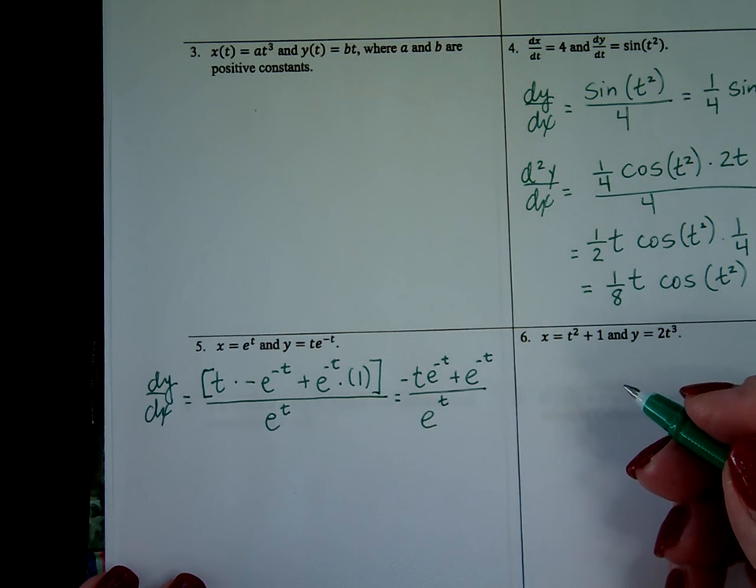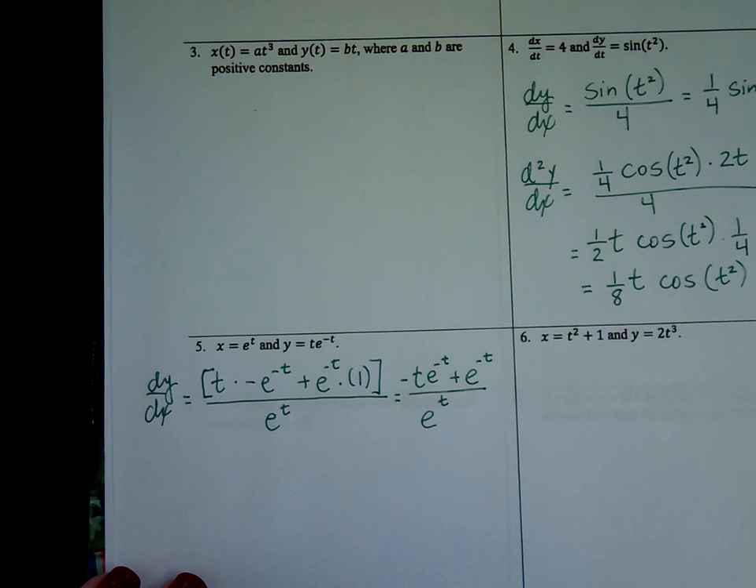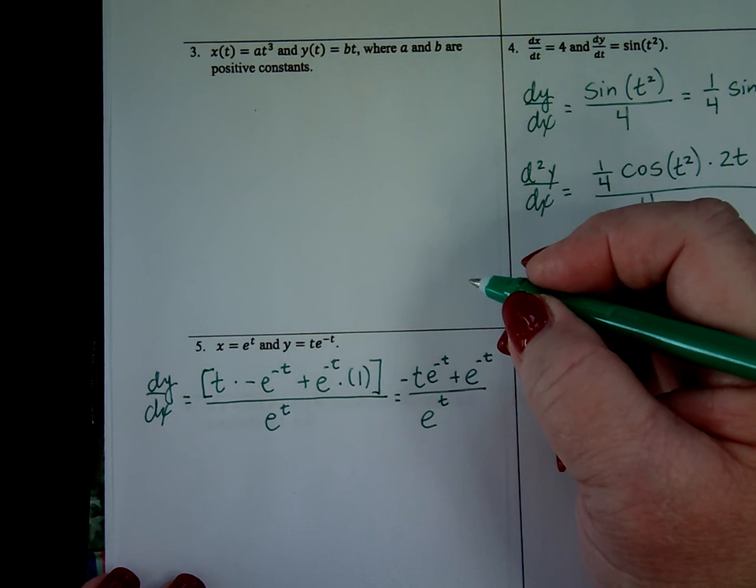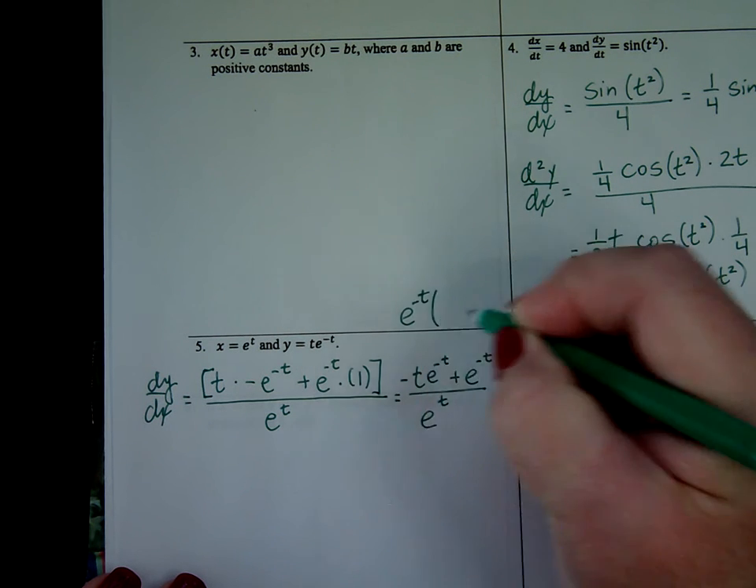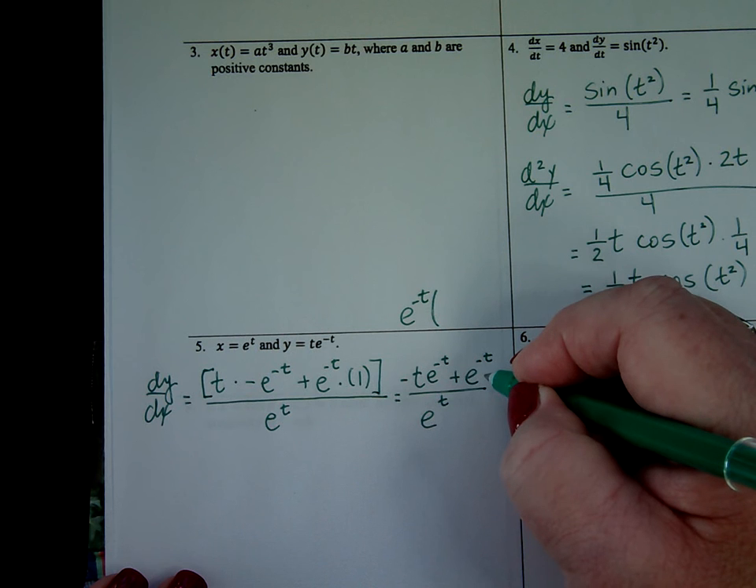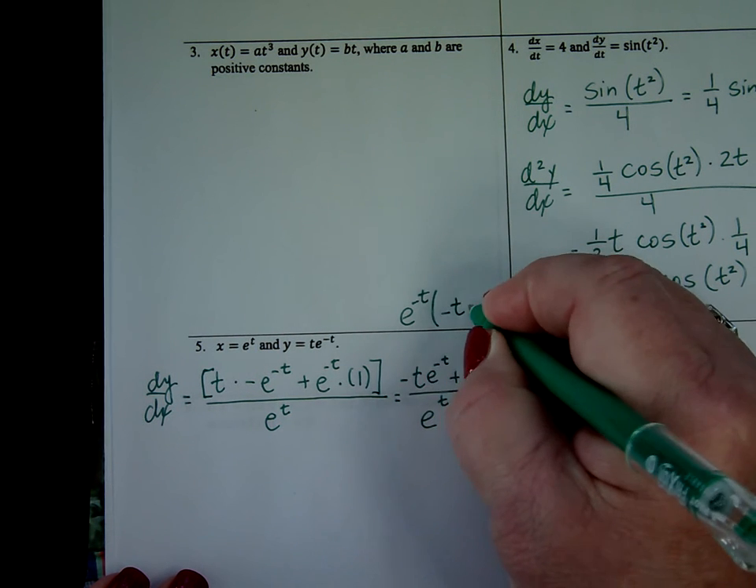Can we make that better? And the answer is yes. Let's think about this for a second. If I factor out an e to the negative t from this numerator, both of them have it, that's going to leave me with a negative t plus 1.